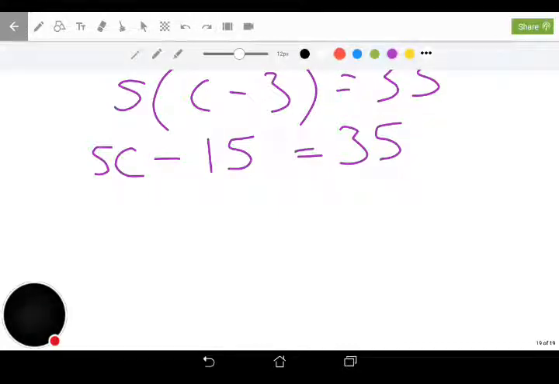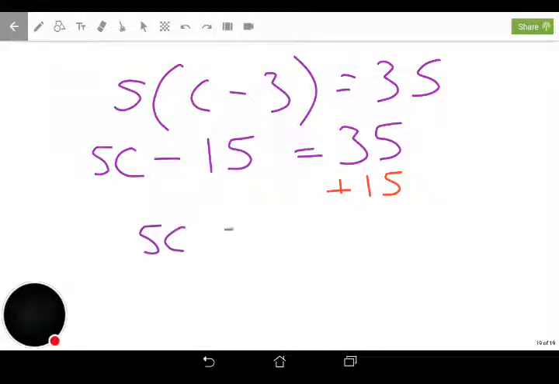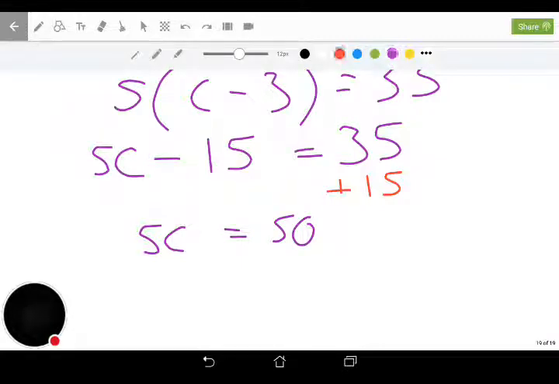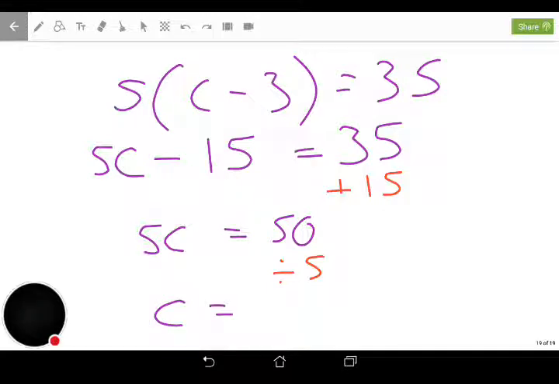To get rid of the minus 15, because we want the letters on their own, we're going to plus 15 on the other side. So we are now left with 5c equals 35 plus 15, which is 50. 5c is 5 times c, and to get c on its own we are going to divide by 5 on the other side, which will leave us with c equals 50 divided by 5, and c is 10. If you'd like to check that through, take a picture so you can make sure that you've got all the steps right, and if you haven't, it'll just be a base to work on.